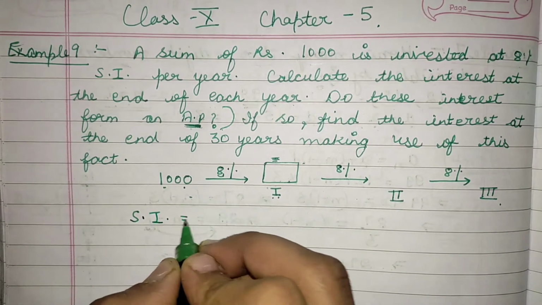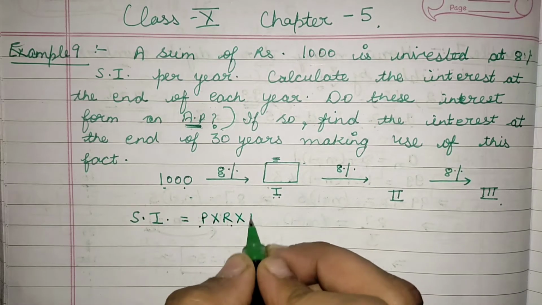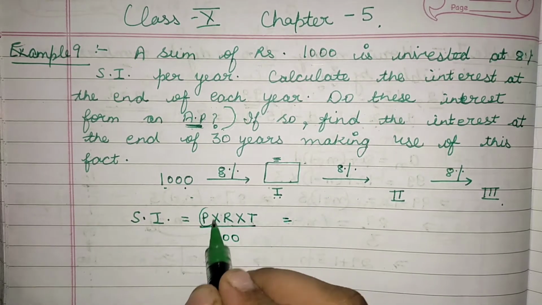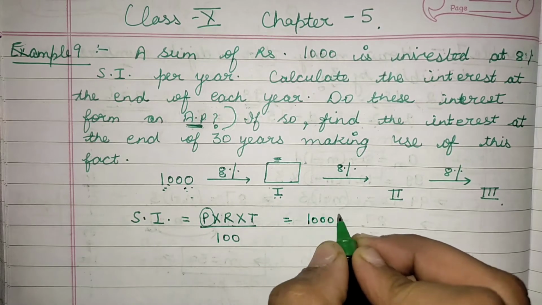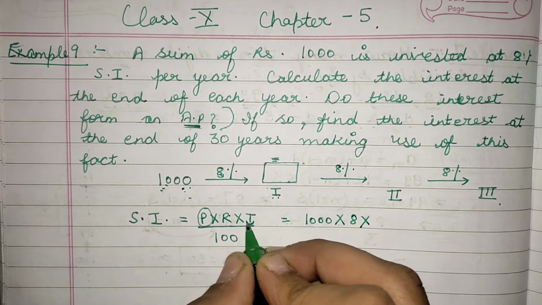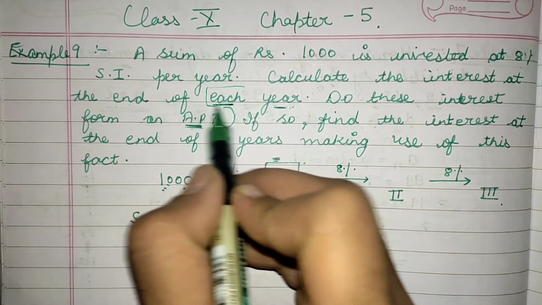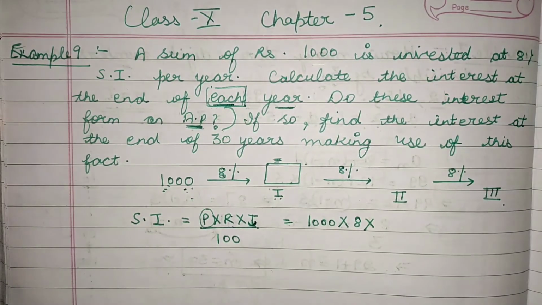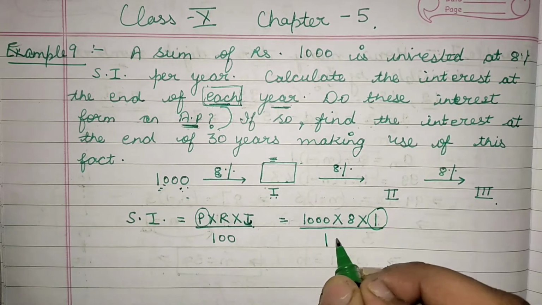You know the formula to find out the simple interest is PRT by 100. So what happened? P is the principal, means how much amount is invested in the starting, which is 1000, into rate of interest which is 8, and time will be what? They are asking at the end of each year, means 1 will be the time, means after every 1 year, what will be the simple interest? So time period will be 1.